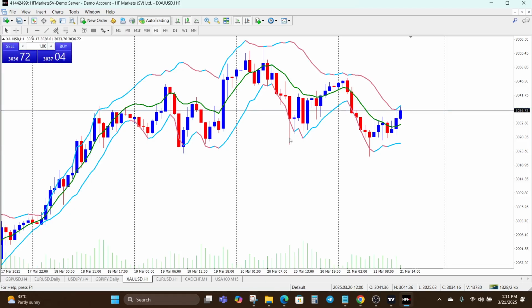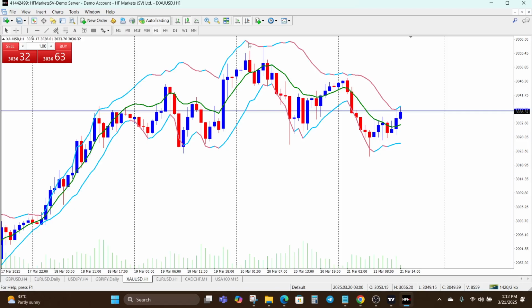So what is the Better Bollinger Bands Indicator? What exactly is this indicator? Well, the Better Bollinger Bands Indicator is an advanced version of the traditional Bollinger Bands, and it is designed to provide clearer trend signals and volatility alerts. So as you can see, this indicator consists of three bands.